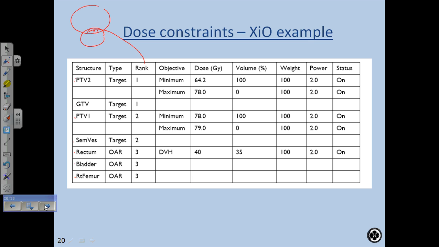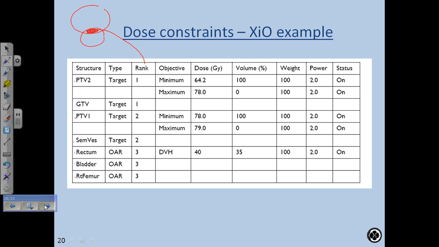The rank says, okay, I know that you've given the PTV more importance because you've ranked it higher than the rectum. So I'm going to work harder to get the PTV to where you want it. Okay, so rank has nothing to do with any structure that doesn't overlap. It's only for overlapping areas.